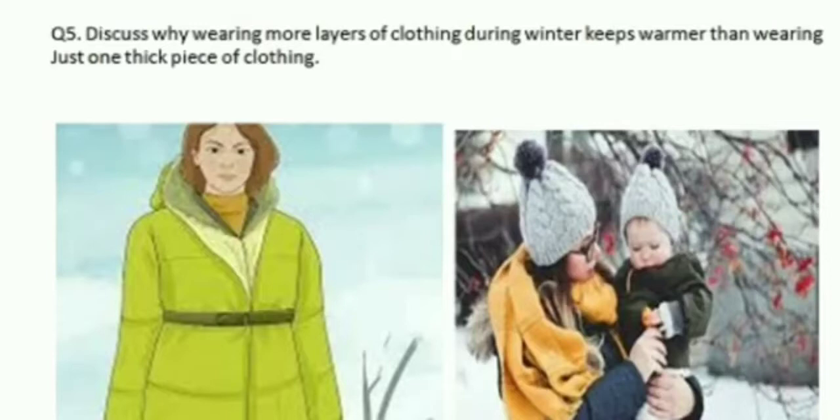Question number 5. Discuss why wearing more layers of clothing during winter keeps us warmer than wearing just one thick piece of clothing. During winters, we prefer wearing more layers of clothing than just one thick piece of clothing because air gets trapped in between the various clothing layers. Being a poor conductor of heat, air prevents heat loss from our body. Hence, layers of clothing keep us warmer than a single layer.